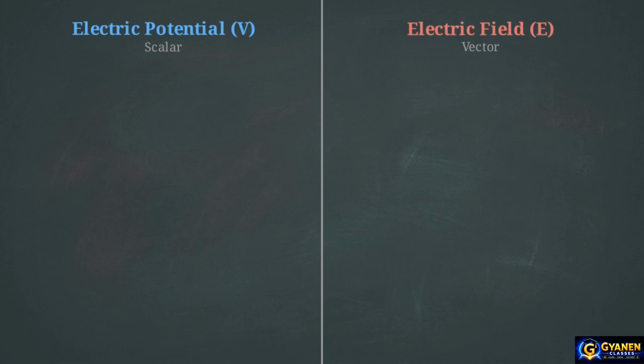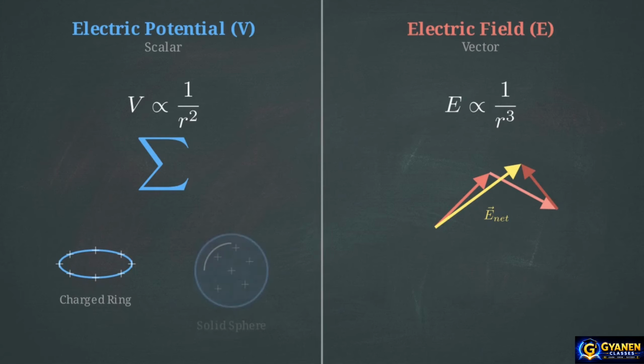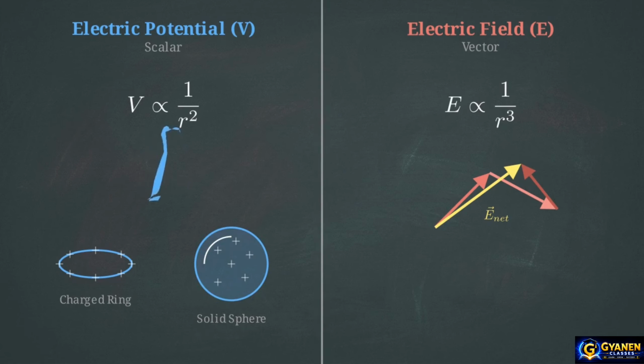This split-screen comparison details exactly why our opening paradox exists. Electric potential on the left is a scalar that drops off at 1 over r squared for a dipole. The electric field on the right is a vector that drops off even faster, at 1 over r cubed. If you encounter continuous objects like charged rings or solid spheres, this exact same algebraic summation simply scales up into a calculus integral. The scalar rules remain identical.